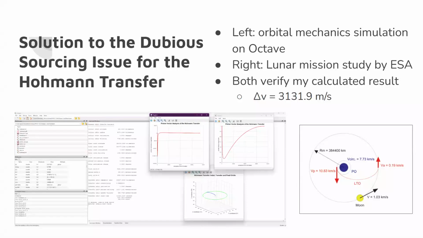Now, to solve that dubious sourcing issue, I found 2 different sources to back it up. The left one is an orbit simulation on a program called Octave, which is an open source clone of MATLAB, which is a common simulation software used for a lot of engineering applications, in which that gave me a value very close to the one I calculated. And additionally, the one on the right is from a study by the European Space Agency when they were trying to do an independent lunar mission for themselves. And both of them gave me roughly the same value as the one I calculated, which was 3,131.9 meters per second.